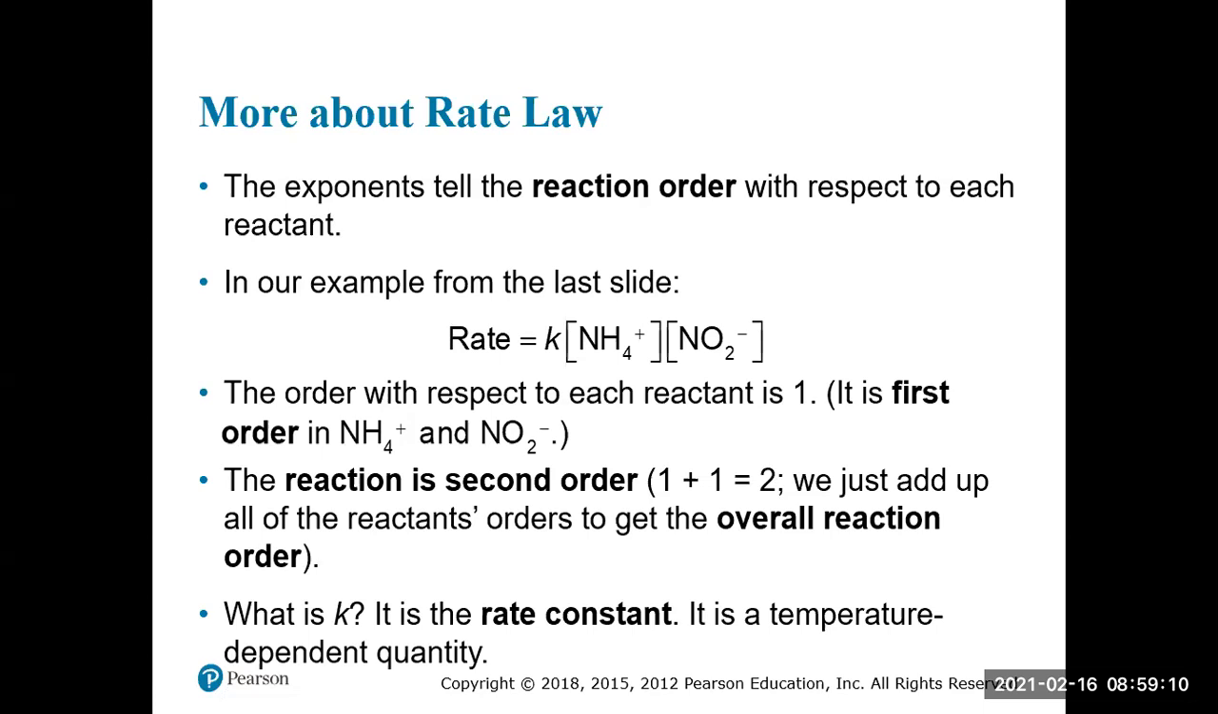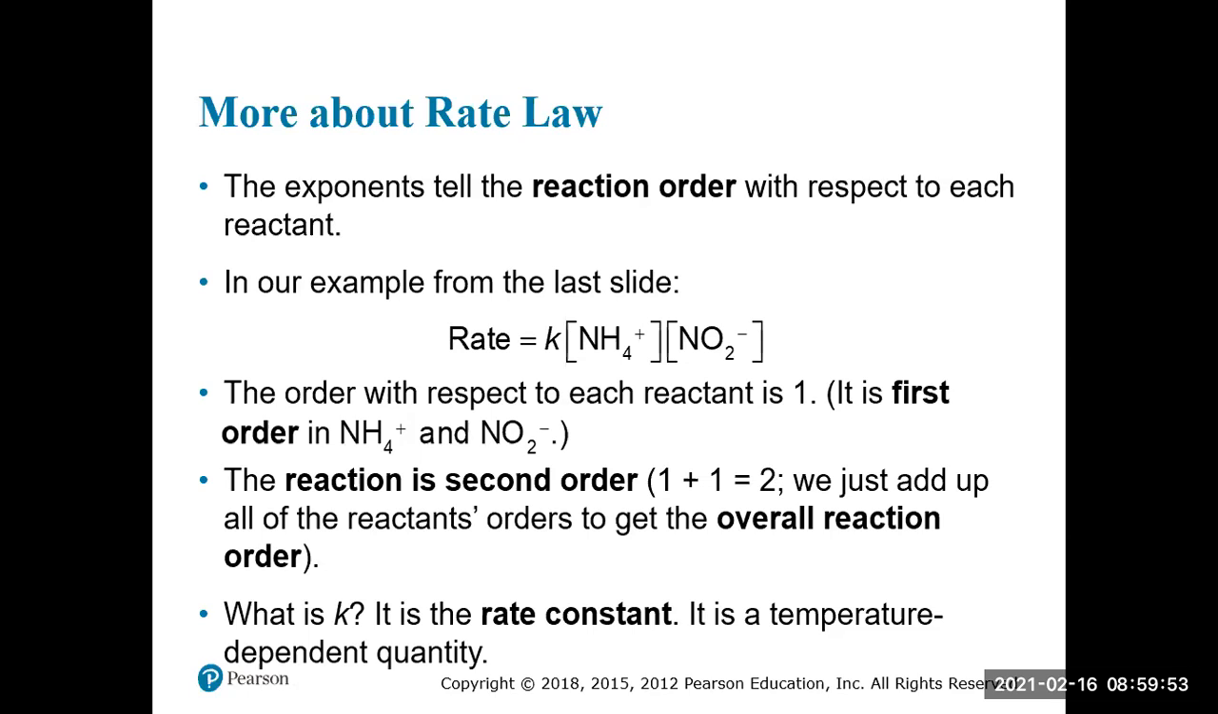So that exponent tells us the reaction order with respect to each reactant. First order for NH4 plus, first order for NO2 minus. The reaction overall is second order because we have 2 reactants that impact the rate of the reaction. We have 1 from the NH4 plus, 1 from the NO2 minus, so 1 and 1 is 2. So that overall reaction order is a value of 2.